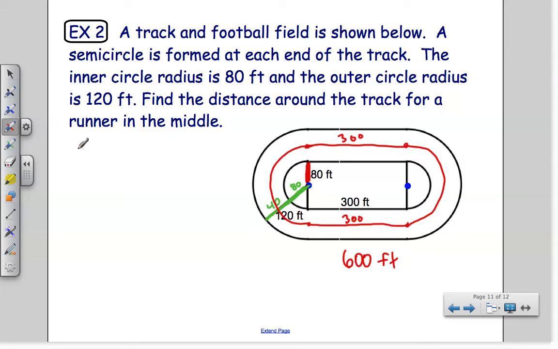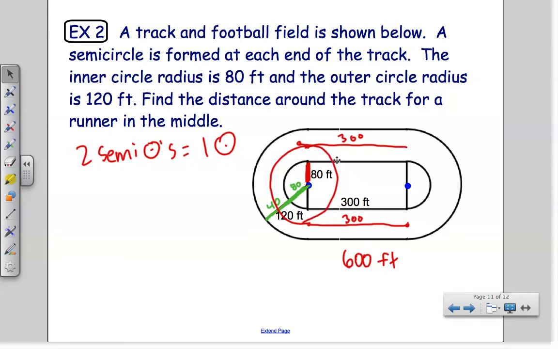So 2 semicircles. 2 semicircles equals just 1 circle, doesn't it? If I put these 2 semicircles together, I'm just doing 1 circle, ignoring this part in the middle. I could probably actually do that just by grabbing this. Right? There's my full circle. So I already did the 600 straightaway, and I'm going to do 1 circle. Well, it's the distance around a circle, so I need 1 circumference.